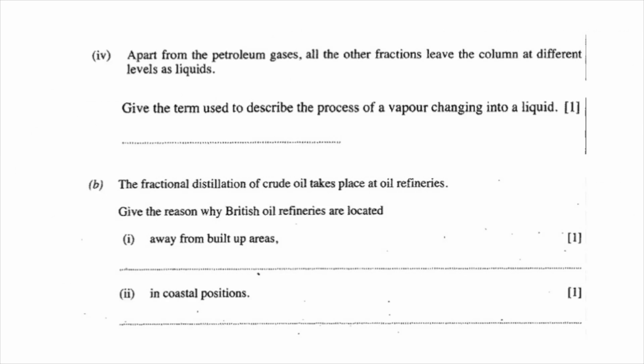So here's the second part of question 3. The question is first asking you to give the term used to describe the process of a vapour changing into a liquid. And then you're asked to give a reason why British oil refineries are located away from built-up areas and in coastal positions. Pause the video, have a go at the question, and then we'll go for the answers.